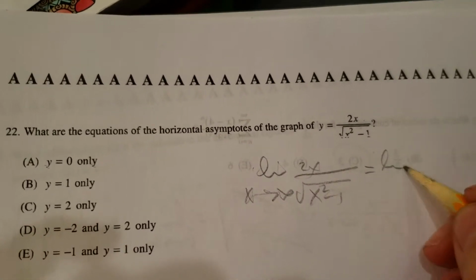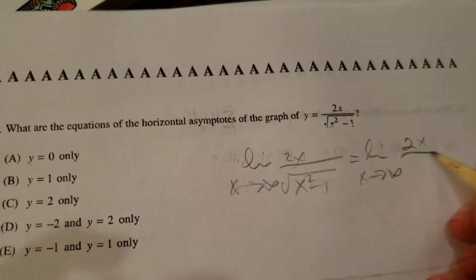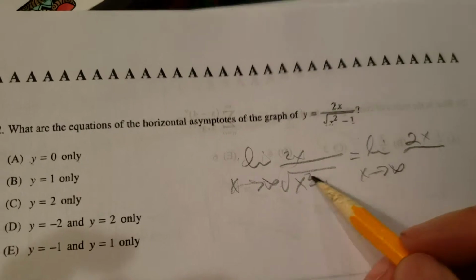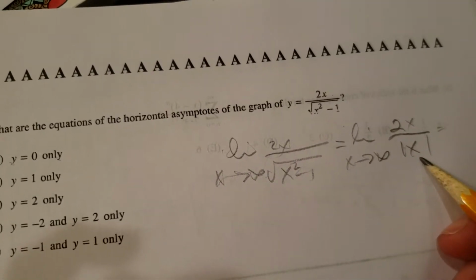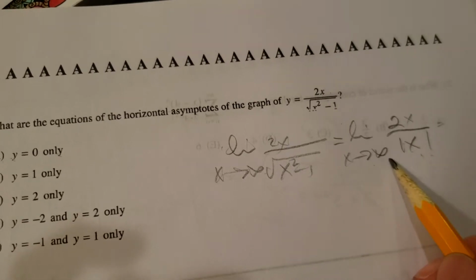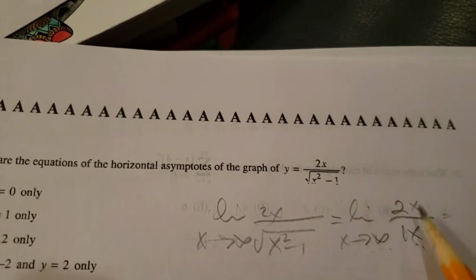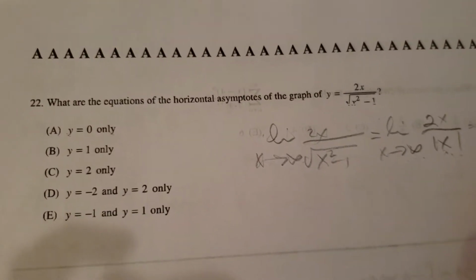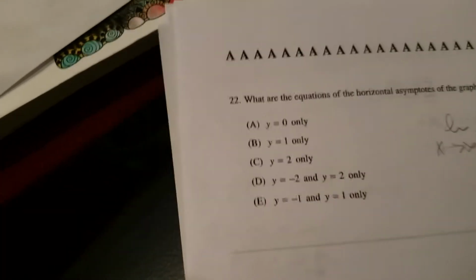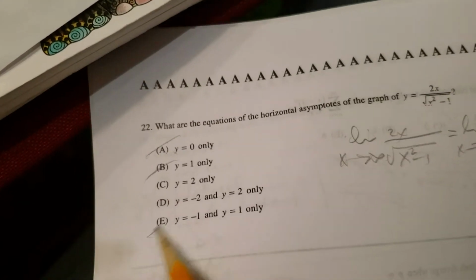So remember, you're just looking at the leading terms, and in the numerator that's 2x. In the denominator, though, it's square root of x squared, which is absolute x. But absolute x is the same as x here because x approaches infinity. So x is a positive number. So x and 2x are the same thing. This limit is 2. Y equal to 2 is one of the horizontal asymptotes, so it's not that or this.